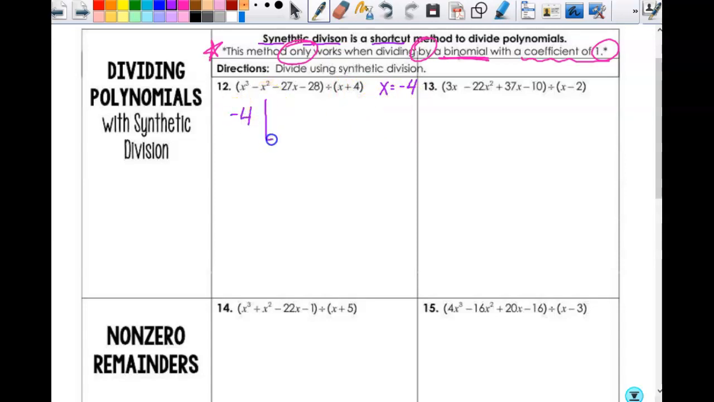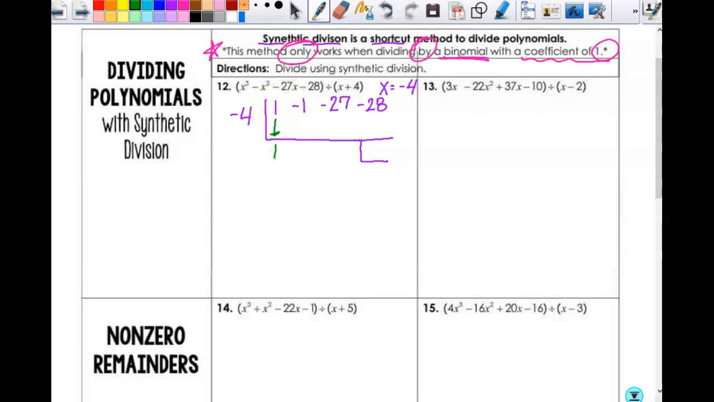All right, so now I'm going to have this negative 4, whatever my x value is, out here. I'm going to put in this little bracket thing. And then I'll put that at the end so I know how far to do it. The first row in here is going to be the coefficients of this polynomial. So that's 1 and negative 1, negative 27, and negative 28. And then down here, put another little box because that's where your remainder goes.